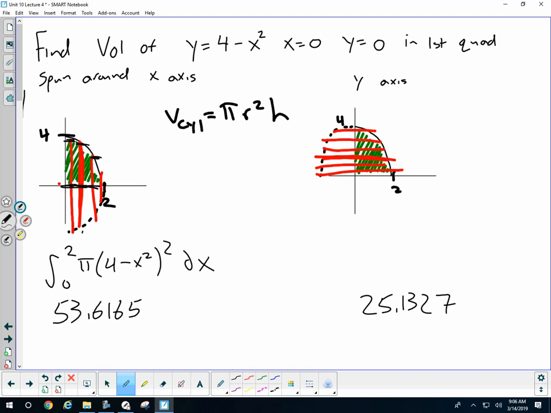Okay? Now, reflecting over the y-axis, my cylinders now need to be horizontal. Okay? Change up your integrals. Make sure you understand what's going on. We need 25.1327. What's skinny? The y is skinny. What am I going to be summing them up from? From 0 to 4. If I have dy from 0 to 4, I need y's. Don't forget to square things.